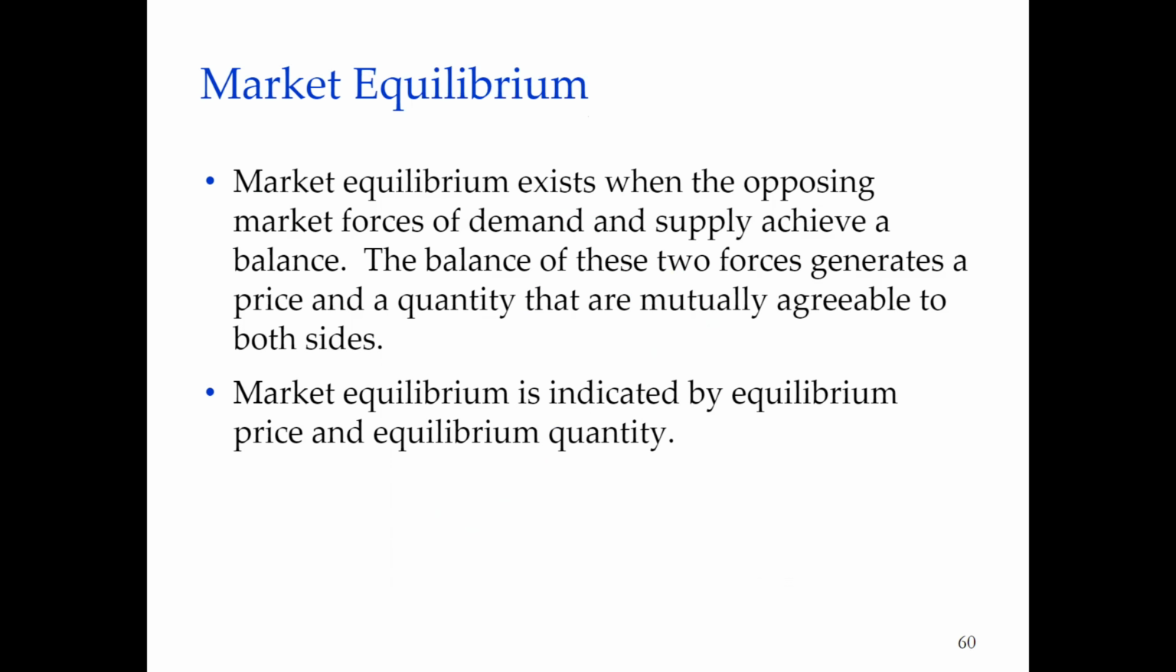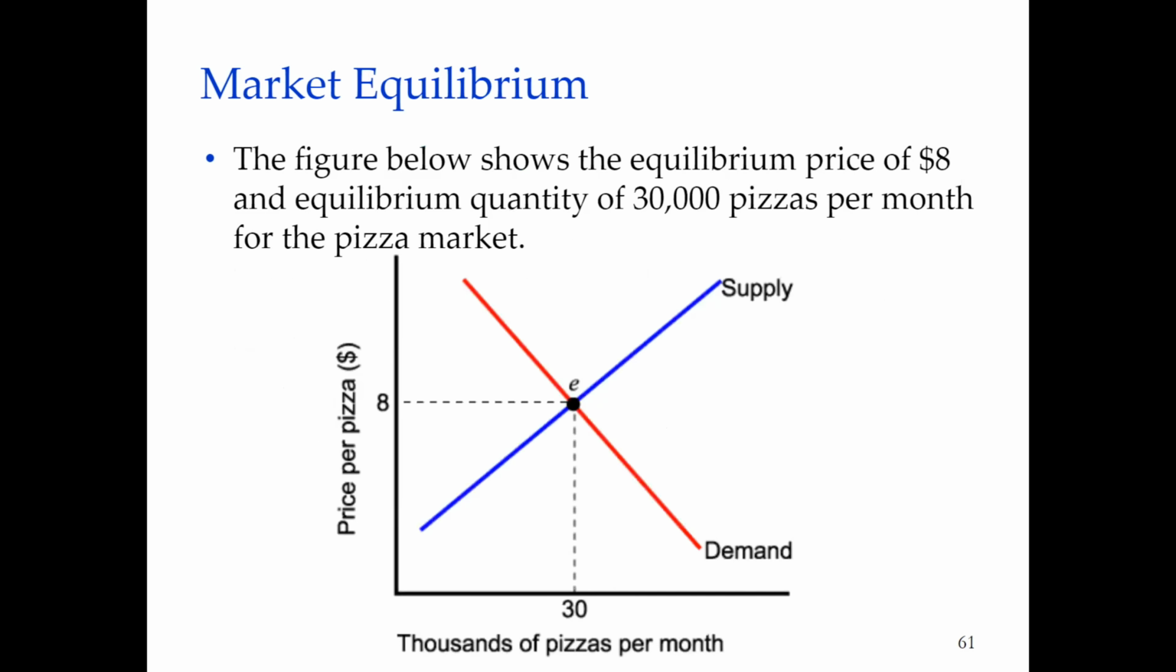Market equilibrium is indicated by market price and equilibrium quantity. The figure below shows the equilibrium price of $8 and the equilibrium quantity of 30,000 pizzas per month for the pizza market.